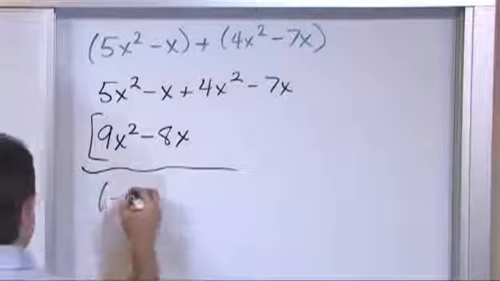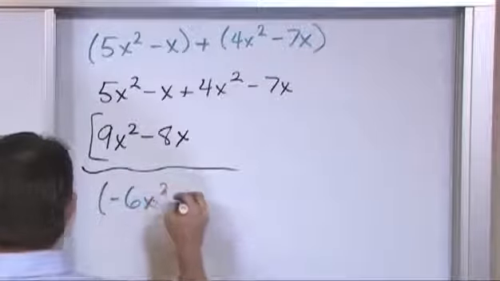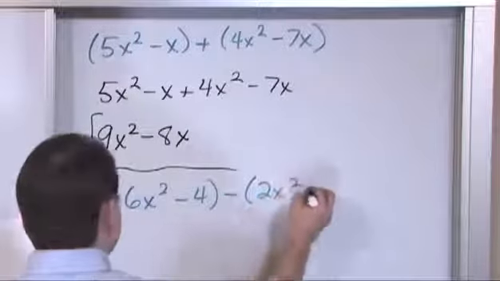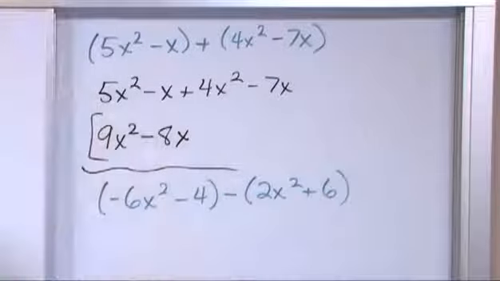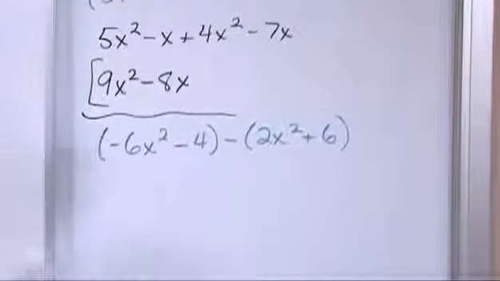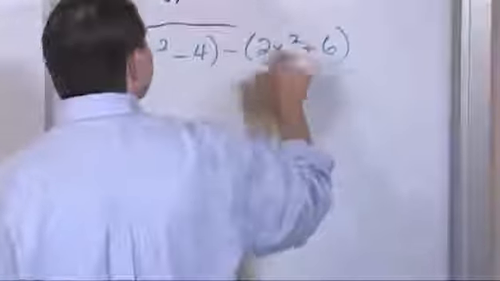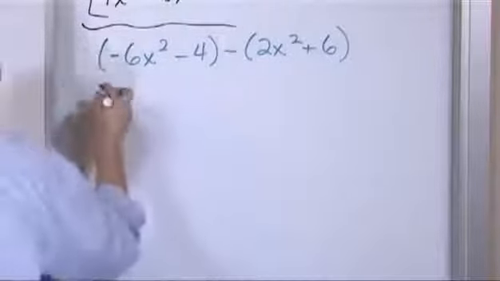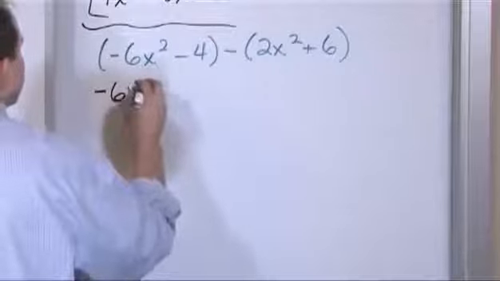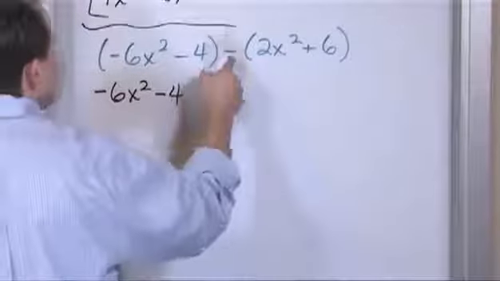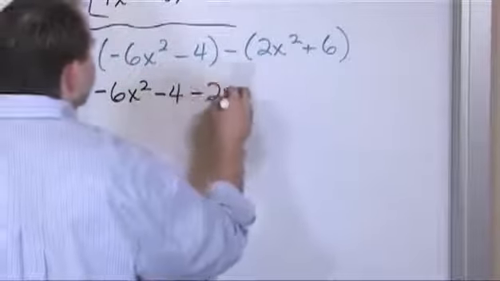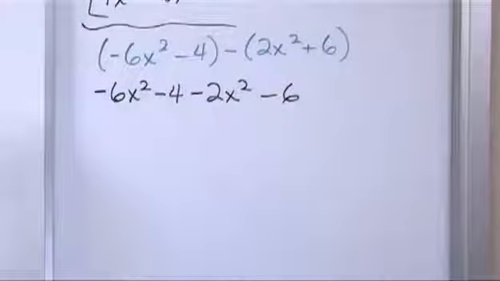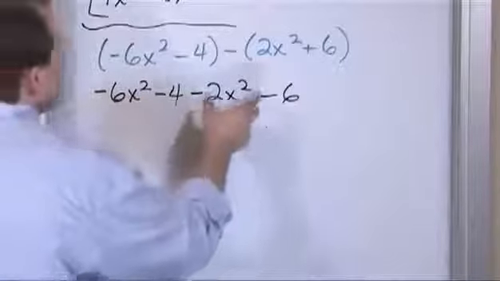What if we have negative 6x squared minus 4 minus 2x squared plus 6? And so this time the parentheses really do matter because I have a negative sign here. I can distribute in. That's going to change the signs on the inside here. But this one, there's nothing out in front, so I can just rewrite it. Negative 6x squared minus 4. Negative times 2x squared is negative 2x squared. Negative times 6 is negative 6. And so I look at this and I say, okay, I have negative 6x squared. I have negative 2x squared.